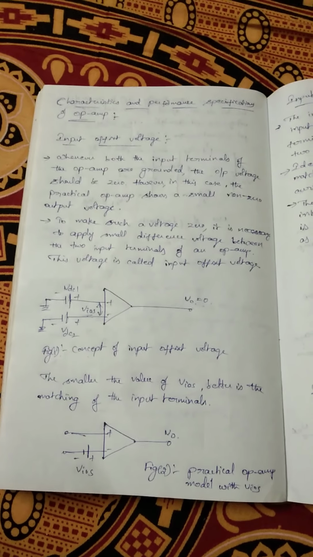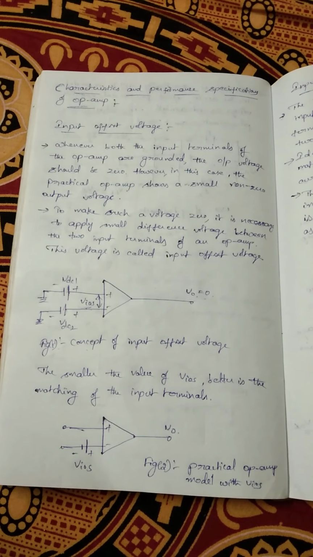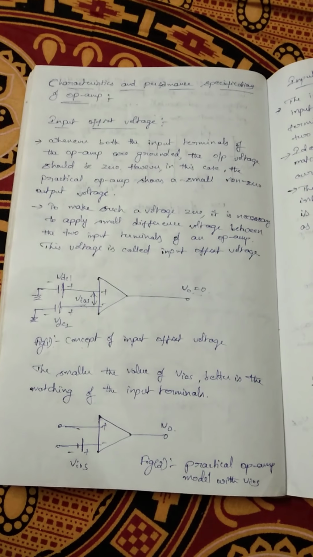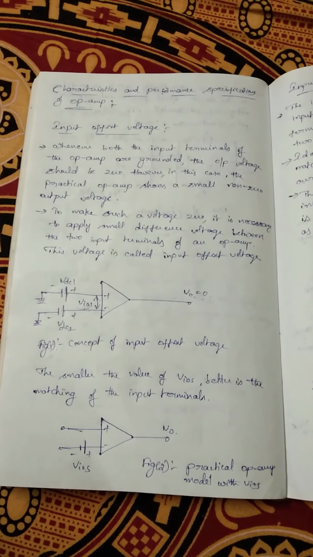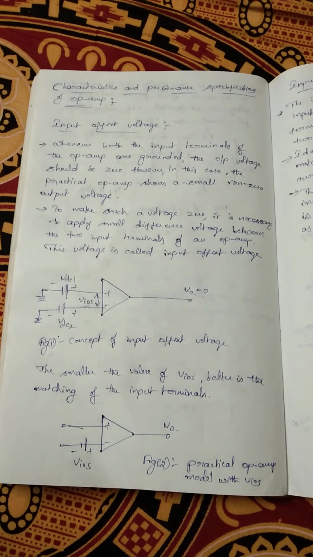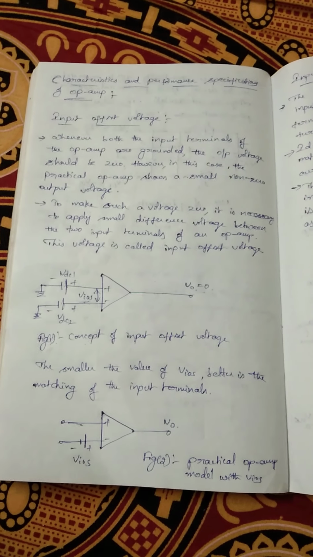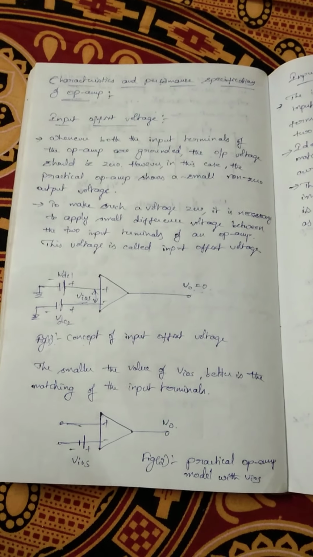Whenever both the input terminals of the op-amp are grounded, ideally the output voltage should be 0 because we are not applying any input. However, in this condition, the practical op-amp shows a small non-zero output voltage. This is due to the mismatching present in the internal circuit of an op-amp. Such a voltage can cause an error in the output.